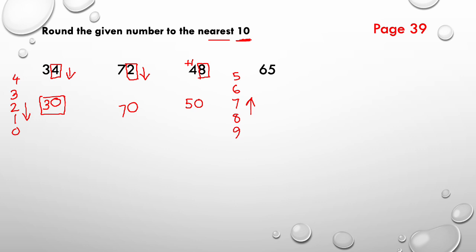Now look at the next question, 65. Look at the last digit, it is 5. 5 comes here, round up. So it's round up. That means we need 6 plus 1 here. So the answer will be 7 and 0, 70. So this is the way to round a number to the nearest 10.